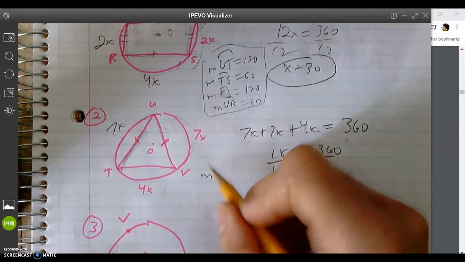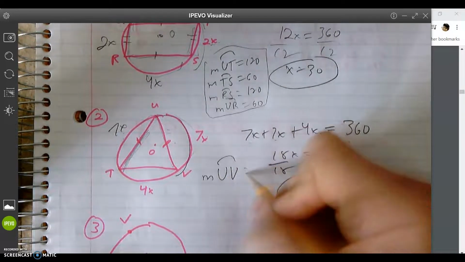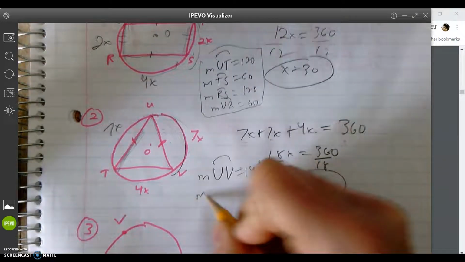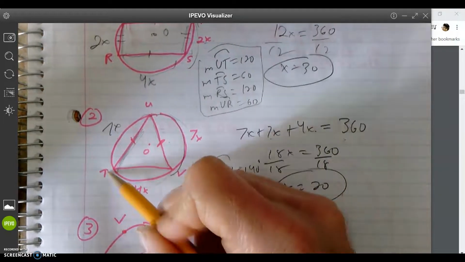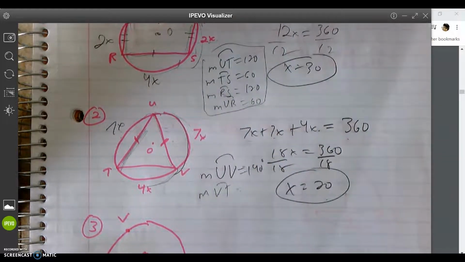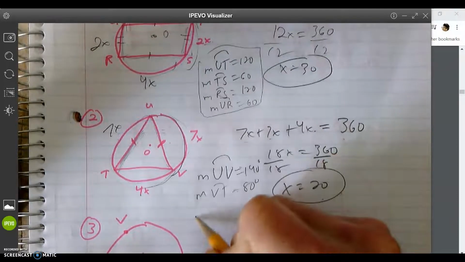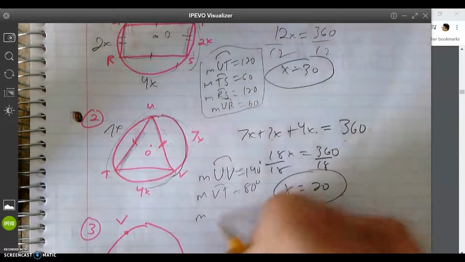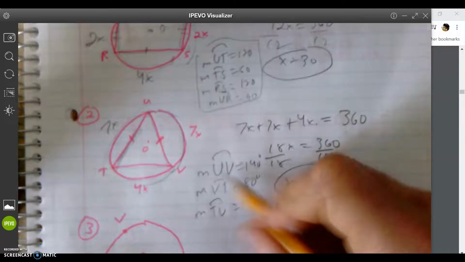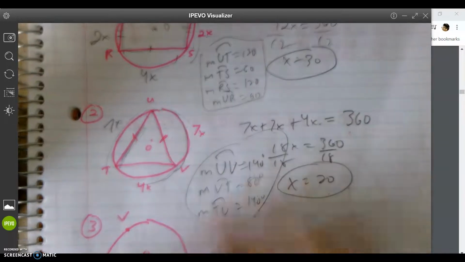So the measure of arc UV is 7 times 20, which is 140 degrees. The measure of arc VT right here is 20 times 4, which is 80 degrees, and the measure of arc TU is the same as the 7x, so that's 140 degrees. Add those up, you should get 360. Bam, got it.